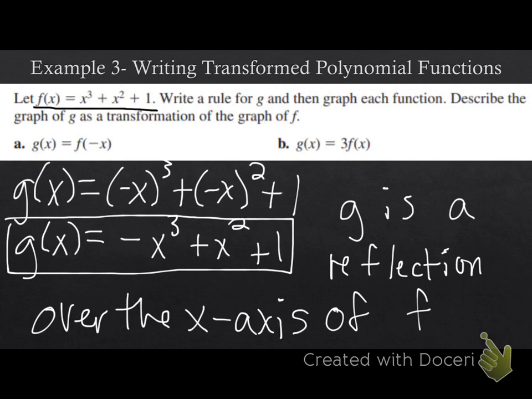If it's the negative inside the parentheses, that's a reflection over the x-axis. If my negative was outside the parentheses and it was negative f of x, that would have been over the y-axis. So it just depends on where the negative is. Does that make sense? Are there any other transformations going on? Am I multiplying by any numbers inside the parentheses or outside? I'm not. So this is my only transformation occurring.